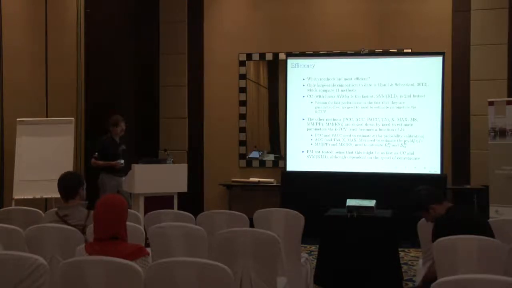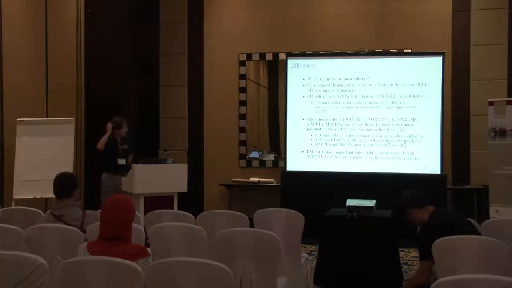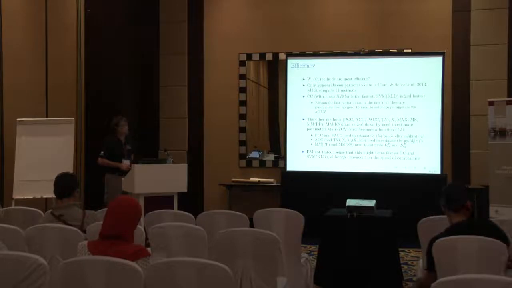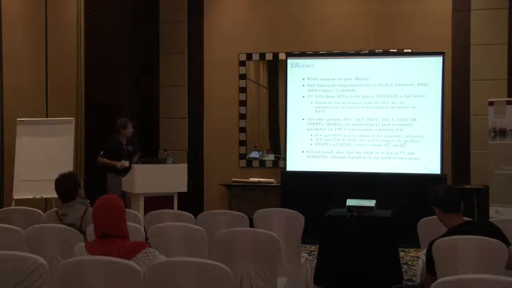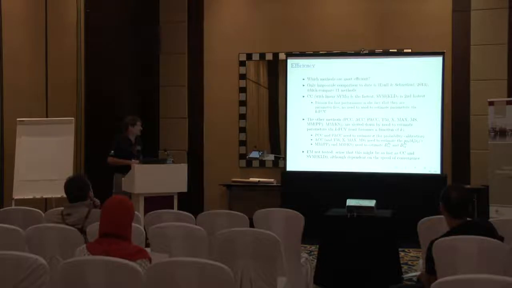So computational cost: which methods are the most efficient? Today, as I said, the only large-scale comparison is the one we ran. We compared 11 different methods. And it turned out that certainly the cheapest one is classify and count, and the second one is SVM KLD, the ones that we proposed. Why is this so?